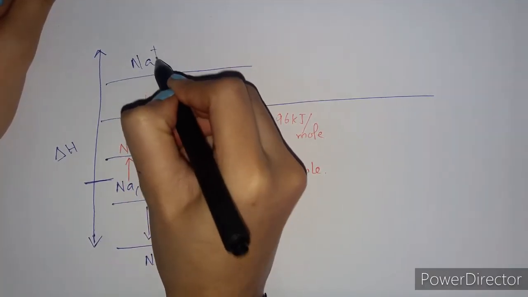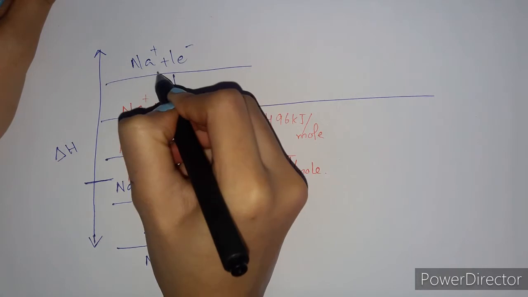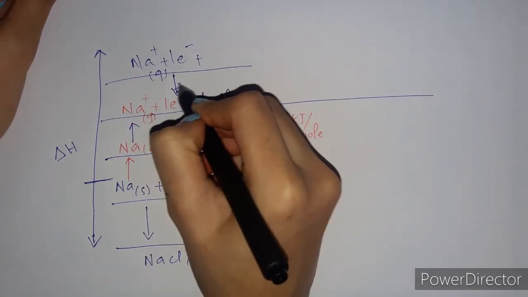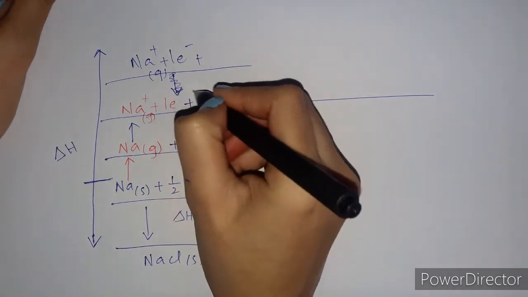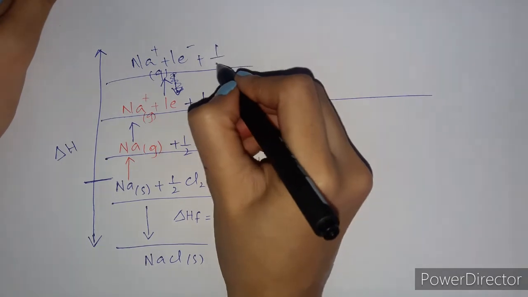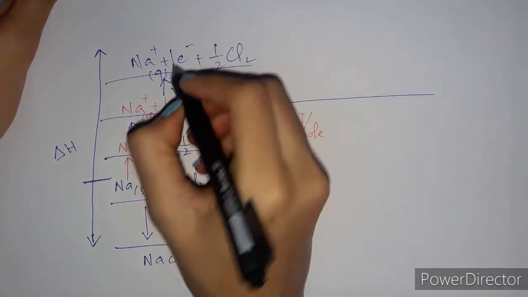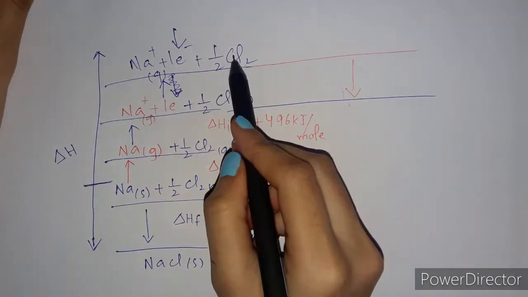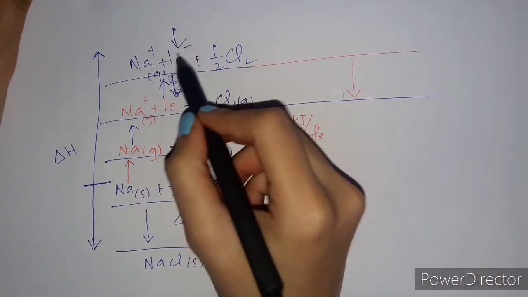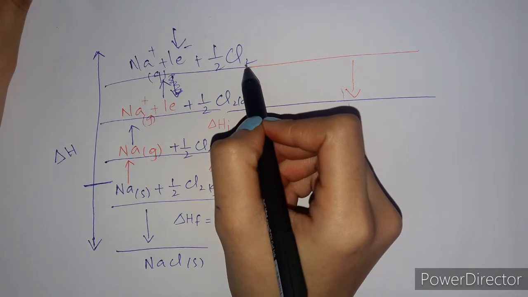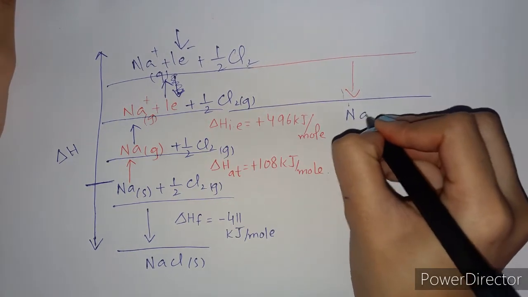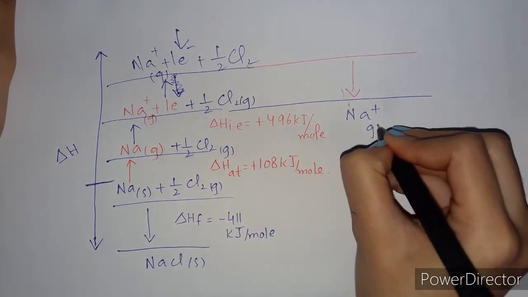Na plus 1 electron, this is in the form of gas, plus, remove the arrow, put the arrow upward, half Cl2. Now putting the arrow on chlorine. Now forget NaCl. We are removing this 1 electron because chlorine also gains 1 electron. Na remains the same in the form of gas.